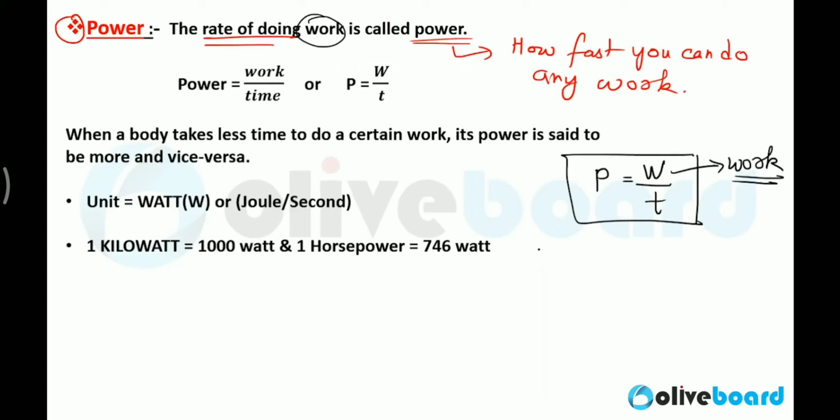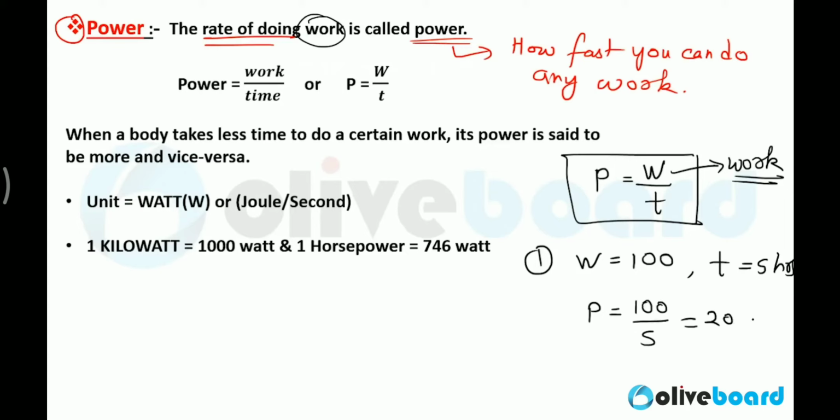Let's say there are two persons. The first person can do some work, let's say the quantity of work is 100, and he can do this work in 5 hours. So what is the power of this man? Basically 100 upon 5, that is 20 watt. 20 watt is the power of this man, clear?